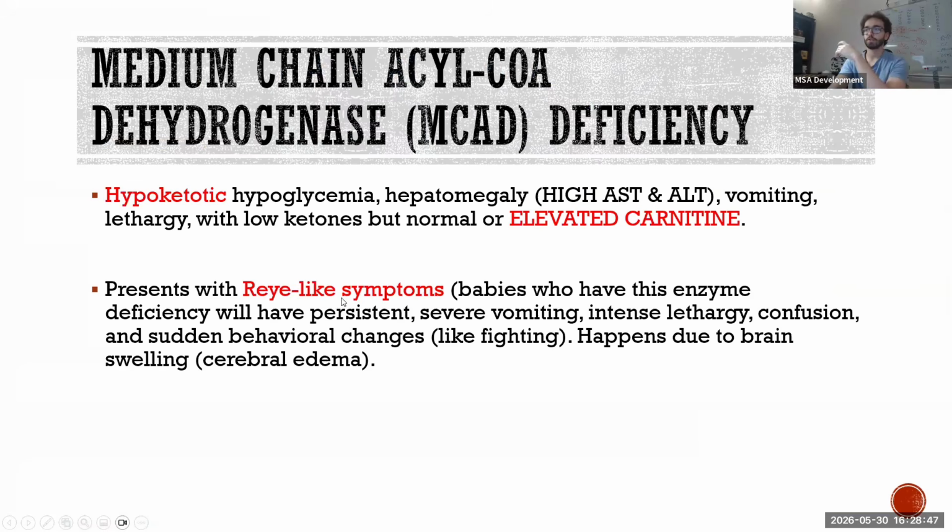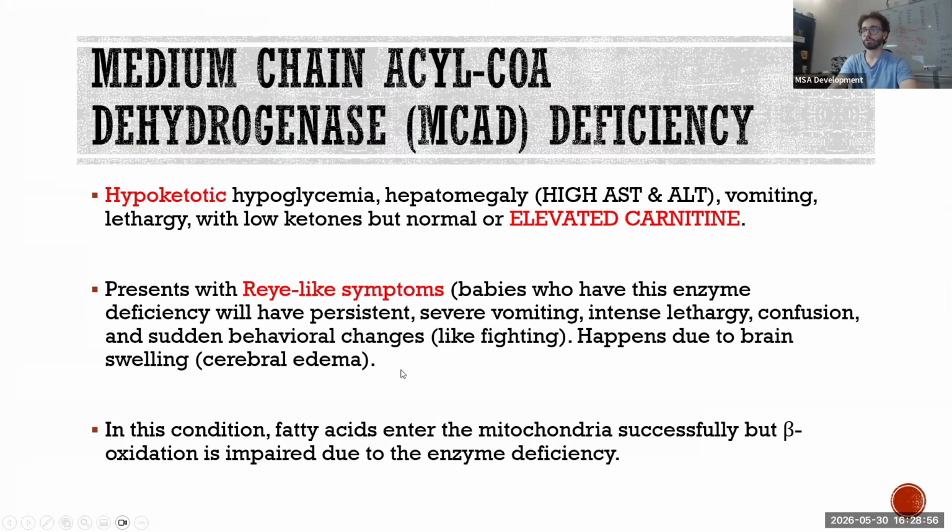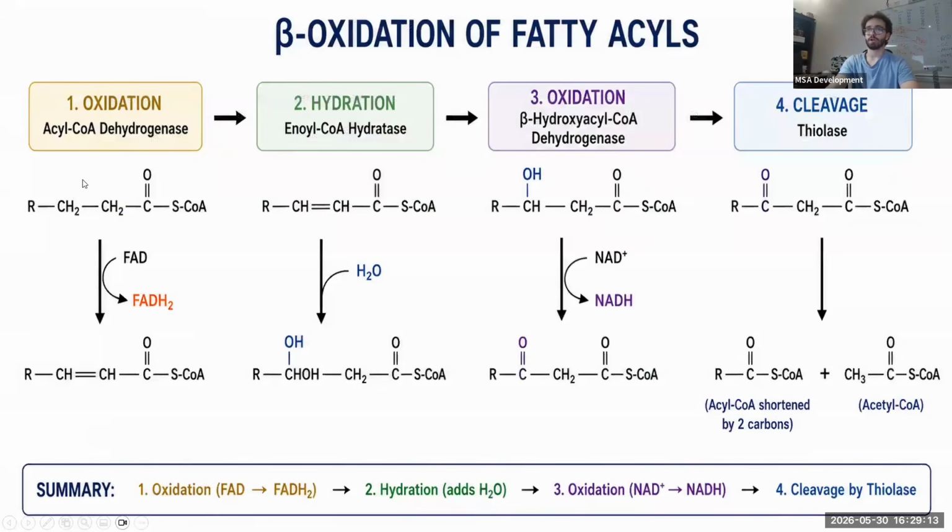The symptoms are Reye-like symptoms, which basically refers to babies vomiting, being lethargic, confused, and having behavioral changes. Changes in their behavior, basically like fighting, which would occur due to brain swelling. You don't need to know all the details, just a skim of this. So in this condition, the fatty acids enter the mitochondria successfully, but the beta oxidation is impaired because we have the enzyme deficiency. And this is the enzyme, acyl-CoA dehydrogenase. So we can't continue the oxidation and produce the final acetyl-CoA.